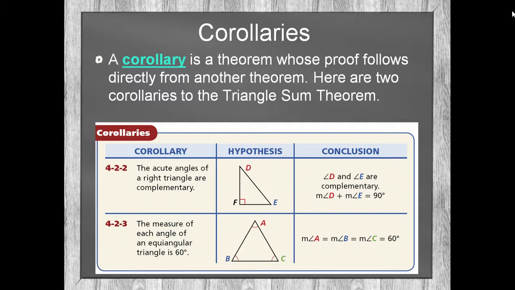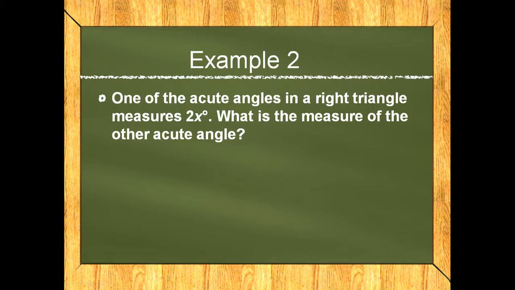And 4.2.3 states that the measure of each angle of an equiangular triangle is 60 degrees. And this comes from saying if all of the angles add up to 180 and they're the same, we simply divide 180 by 3 and get 60 degrees. So an equiangular triangle has 60 degree angles, always. Let's look at an example.